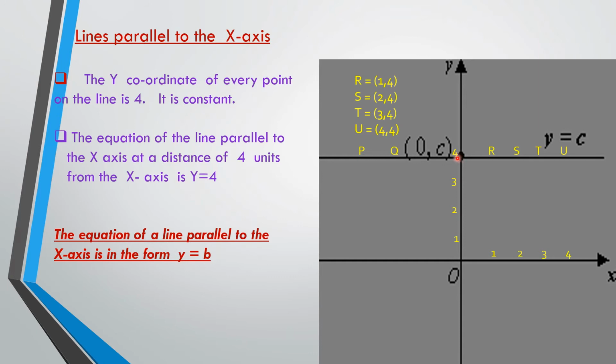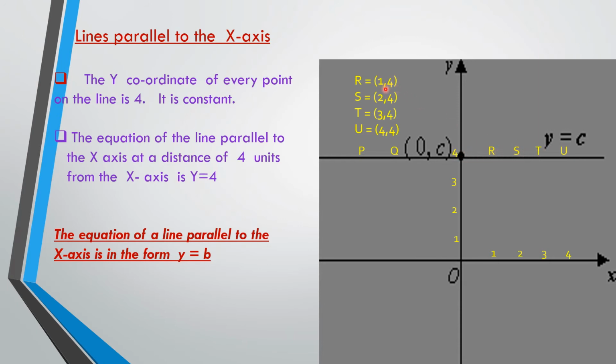And here on the line there are some points. The coordinates of point R are 1 and 4, and the coordinates of point S are 2 and 4, that is, the x coordinate is 2 and the y coordinate is 4. Point T is 3 and 4, and point U is 4 and 4. That means the y coordinate of every point on the line is 4.